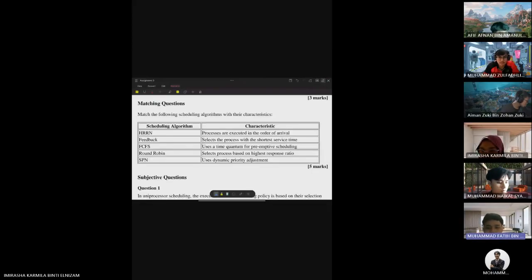SRRN, the metric is to select the process based on the highest response ratio, and the feedback is to use dynamic priority adjustment. The FCFS, first come first serve, the characteristic is that processes execute in the order of arrival. Round robin, the characteristic is that it uses a time quantum for preemptive scheduling. SPN is the short form of shortest process next. By knowing its name, SPN will select the process with the shortest service time.